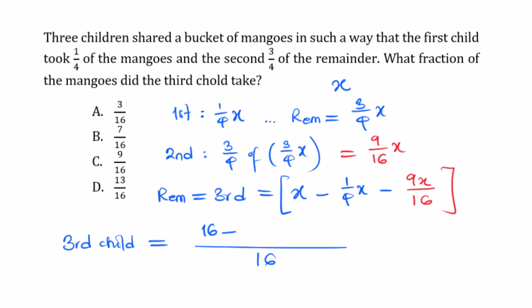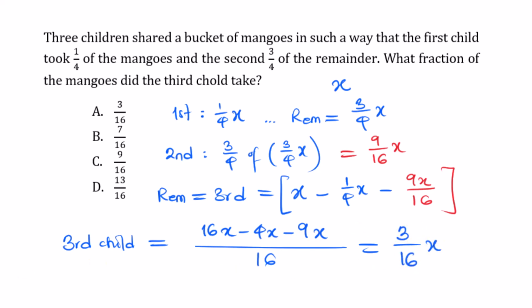4 times 1 is 4. Okay, let me just put x there. So we have 16x minus 4x, then minus 9x. So this is going to give us 16 minus 4 is 12, 12 minus 9, that's going to give us 3 over 16x.